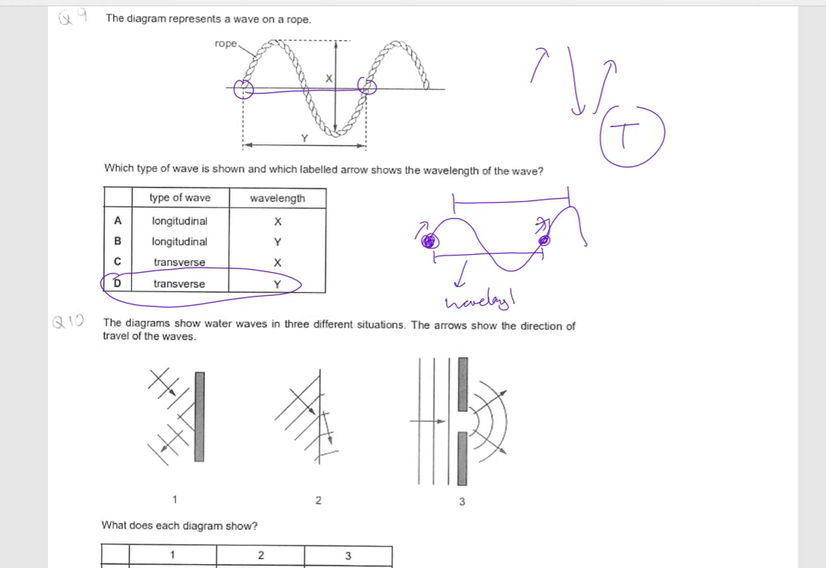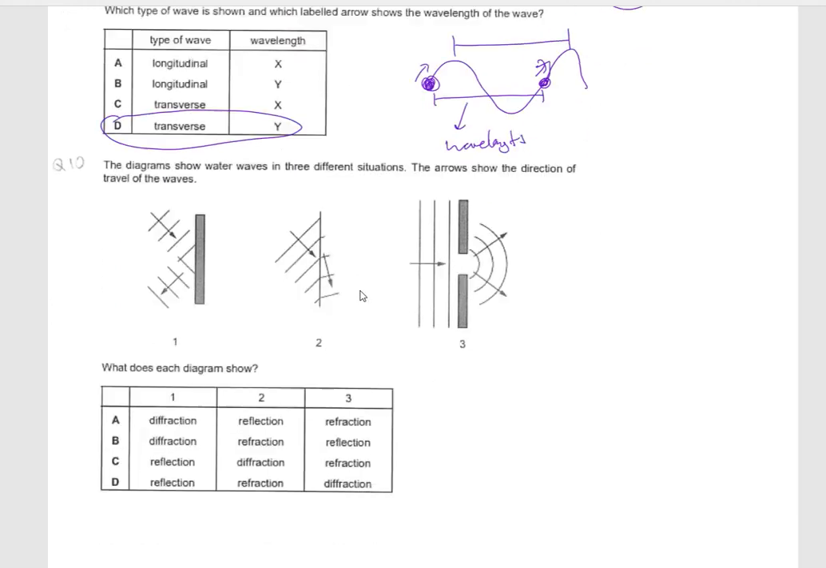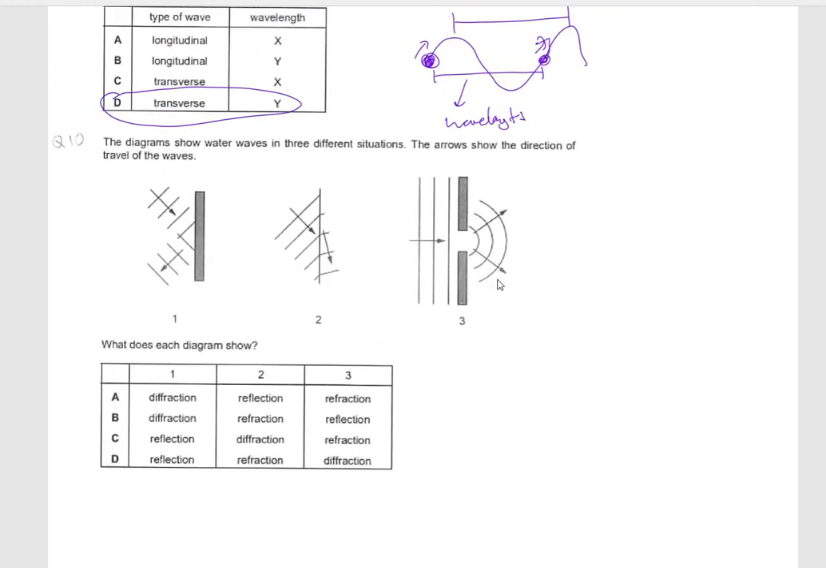Okay, so make sure that you do draw this in your book. Good. Okay, now this one, let's take a look. Now the first one is reflection. So we know, look, it's reflecting. Now this one, it is bending, so it's going through, so this is refraction.